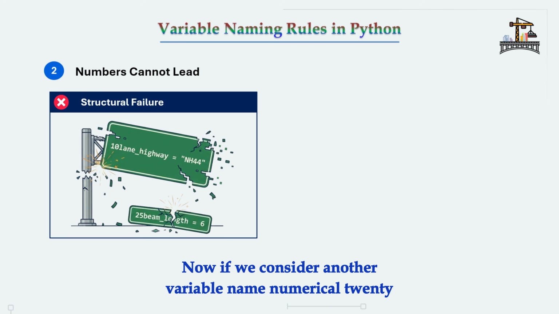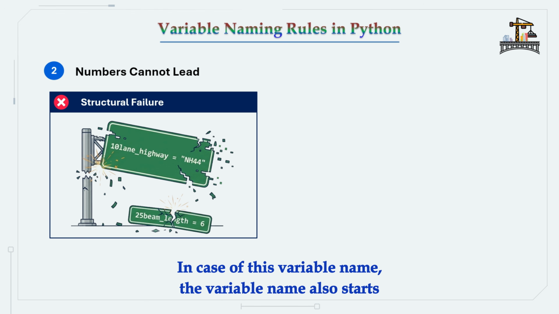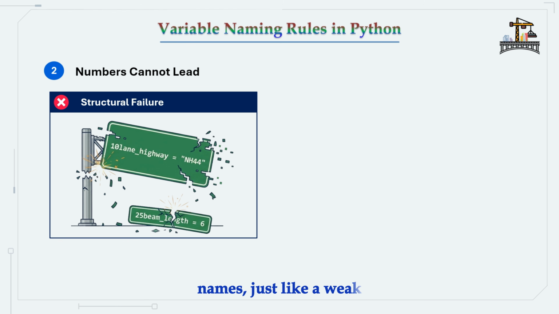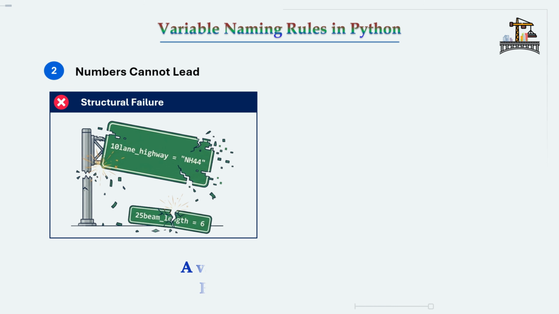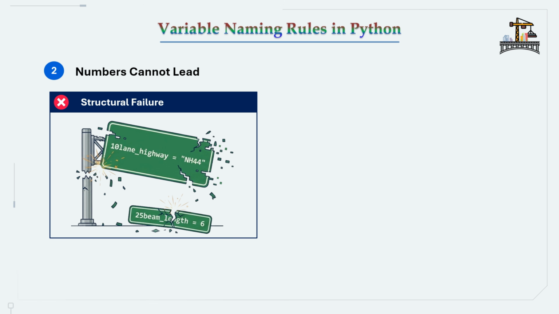Now if we consider another variable name, 25beam_length = 6, in case of this variable name, the variable name also starts with the number 25. So this is also invalid. The broken structure of this image represents Python rejecting invalid variable names. Just like a weak structure may fail in civil engineering construction, a variable name that breaks Python rules also fails.